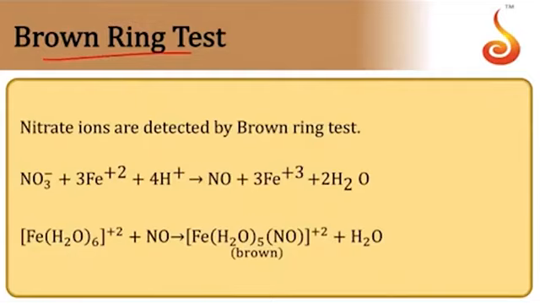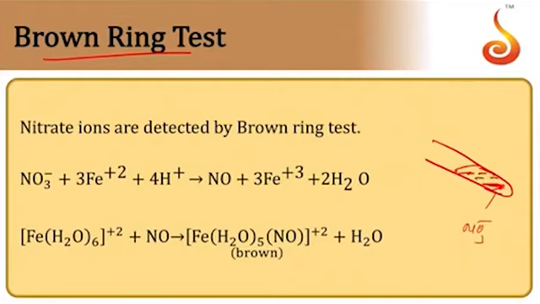Brown ring test for a nitrate salt: freshly prepared ferrous sulfate solution is taken. For a nitrate salt, we take a test tube in a slanting position. Here a salt solution, a nitrate salt having nitrate ion, is taken, and then freshly prepared ferrous sulfate solution is added.